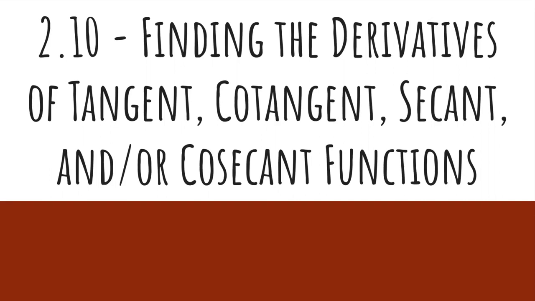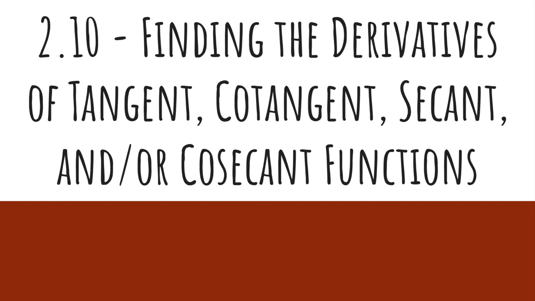Hello, Mr. Betts here. Now that we have shortcuts for taking the derivative of the sine and the cosine function, and now that we know the quotient rule, we can use those two things together to take derivatives of the other four basic trig functions. So we can take derivatives of tangent, cotangent, secant, and cosecant using the stuff that we've already learned.